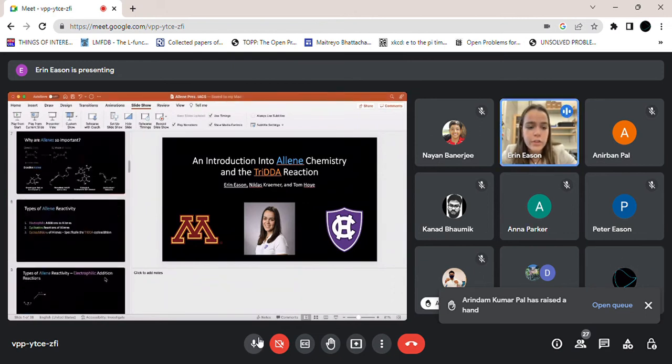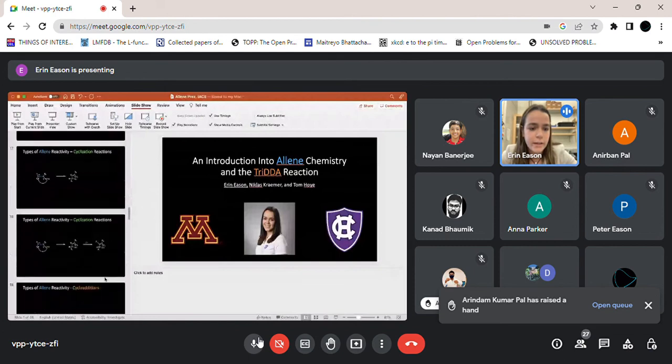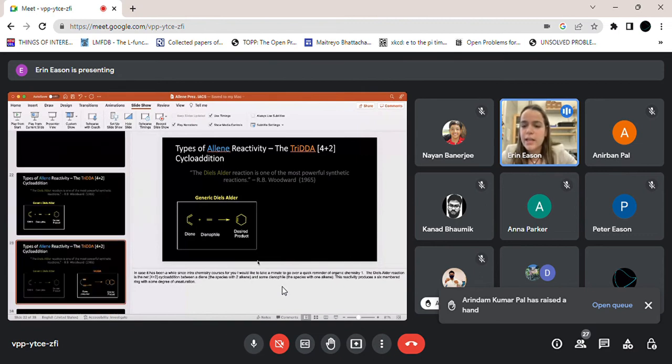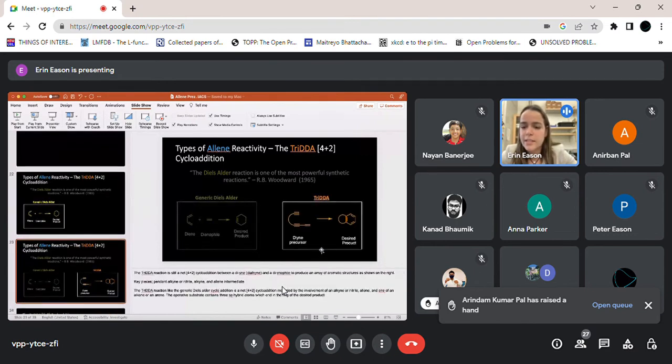Yeah, so our traditional Diels-Alder reactivity, let me find that very quickly, right here on this slide, only produces this single degree of unsaturation, so we don't see formation of our aromatic compounds, which was really exciting when we did discover this type of reactivity that we can produce these aromatics.